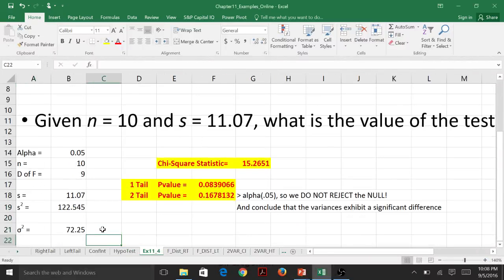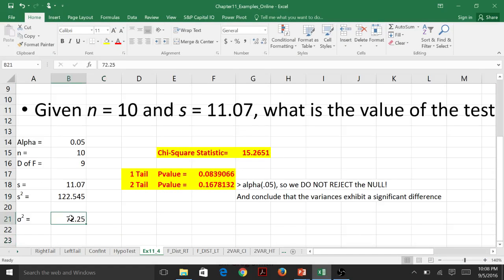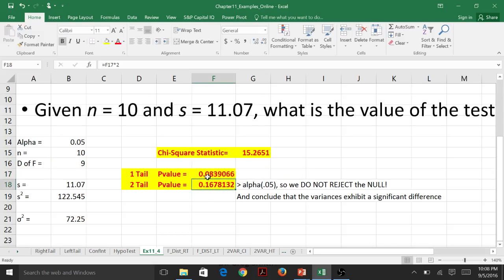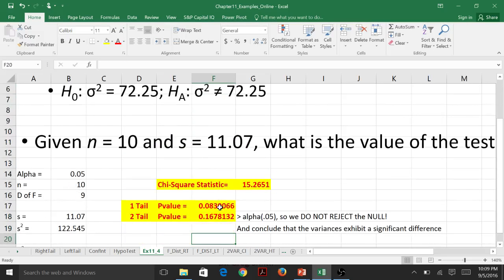As the problem plays out, sigma squared. Now my chi-square test statistic, as we just proved, is S squared divided by sigma squared times the degrees of freedom. When converted to a p-value, I'm going to take the right tail, take the chi-square statistic, 15.26, use the degrees of freedom, and get a one-tail p-value. That's a one-tail. This is a two-tail test, so I'm going to double the p-value here so that it works appropriately for two-tail.